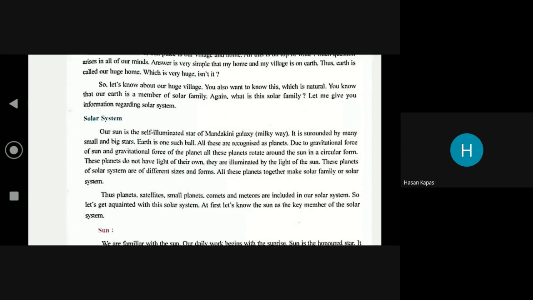Right? These planets of the solar system are of different sizes and forms. All these planets together make the solar family or solar system. What do they make, beta? Family. Solar family or solar system. Thus, planets, satellites, small planets, comets, meteors, everything is included in our solar system. So we'll learn more about our solar system starting from the sun. Starting from where, beta? From the sun. Yes.